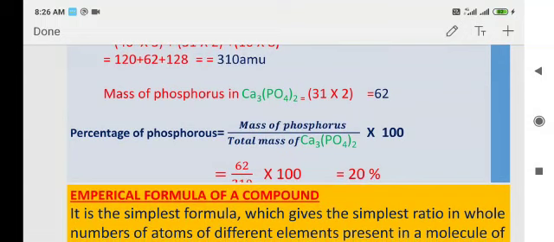I think now you all must have understood how to find out the percentage of an element. Thank you, children.